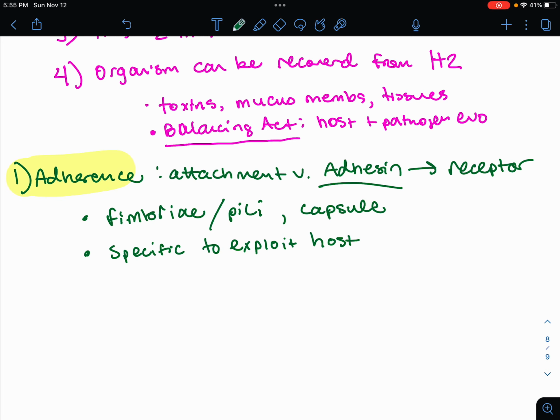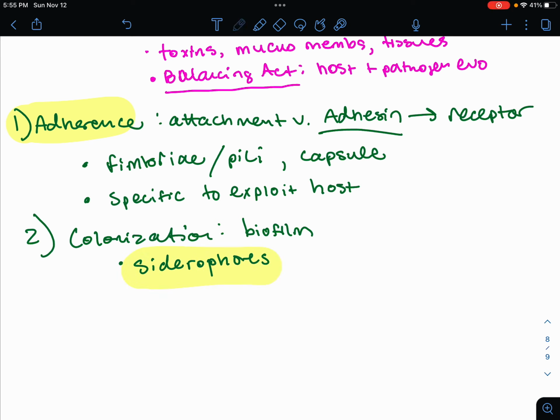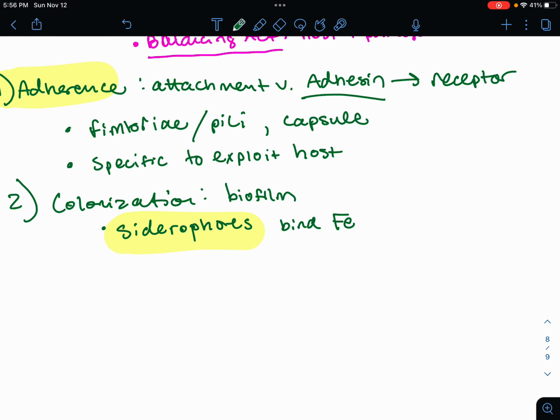Alright, next step, step 2 would be colonization. This is where the bacteria could cause a biofilm. We have bacteria that make siderophores. So these will bind iron. Again, by binding iron, we can't use it, nor can our normal microbiota, so they're able to outcompete.